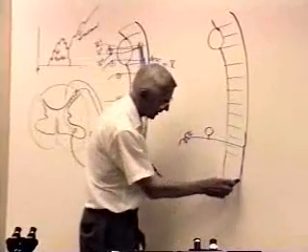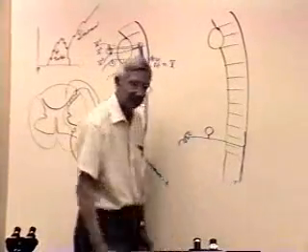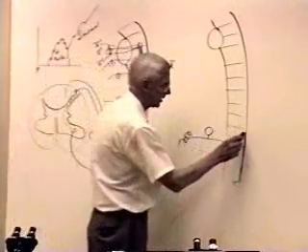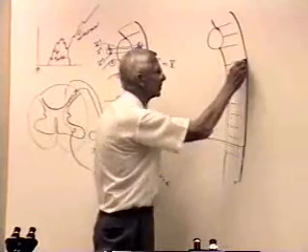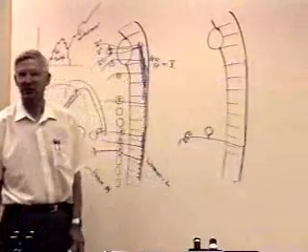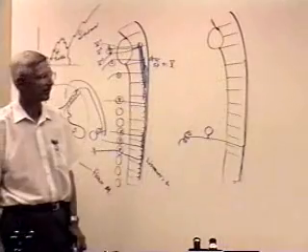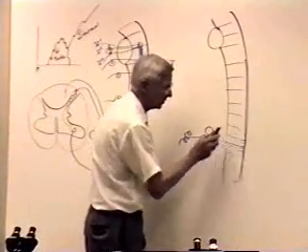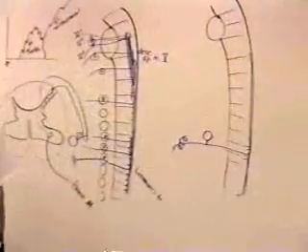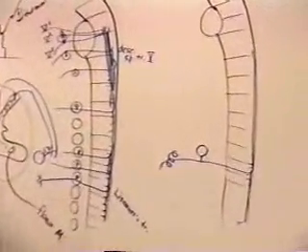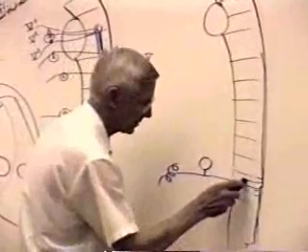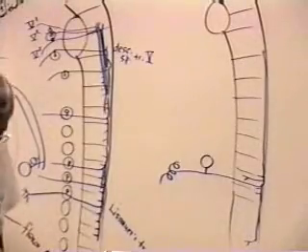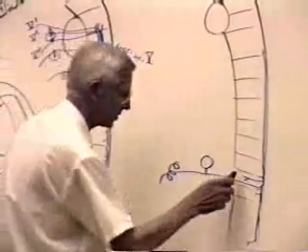and secondary collateral is given off to Clark's nucleus, and an ascending branch coming up to the accessory or lateral cuneate nucleus, as well as intra-segmental connections which will make monosynaptic connections to the anterior horn cell related to this particular input.